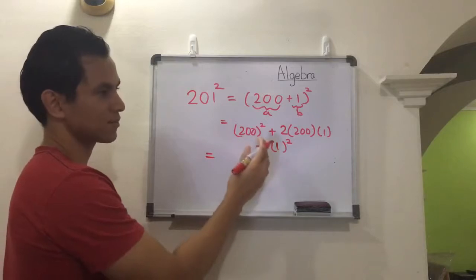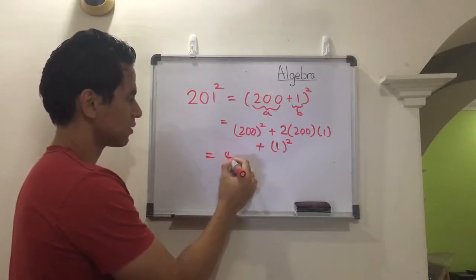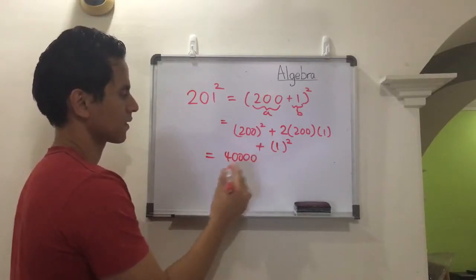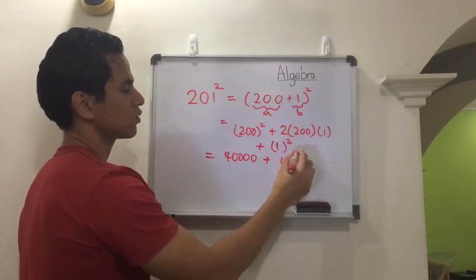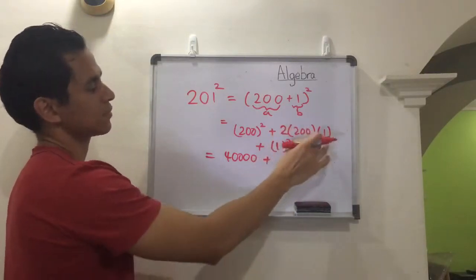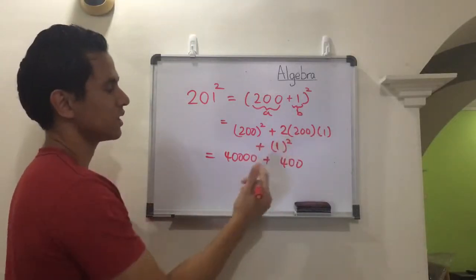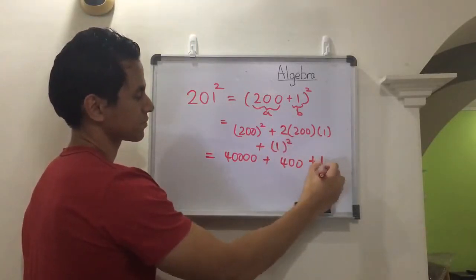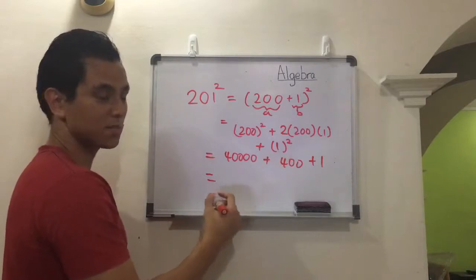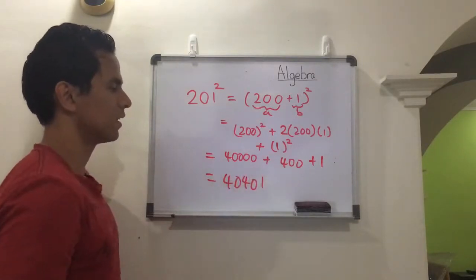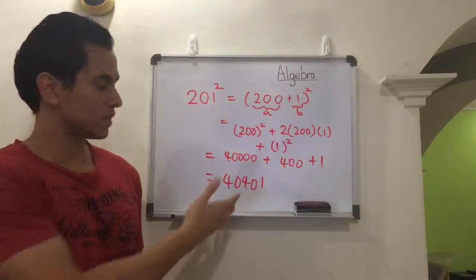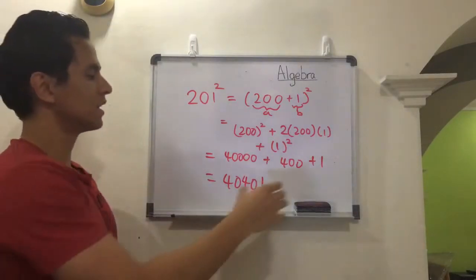So this will give me 40,000, because 200 times 200, so 40,000, plus 400. 200 times 2 and then times 1, is still 400, and this just will be plus 1. Hence this will just be 40401. Okay, so this is the final answer. Okay, let me move on. Another example.